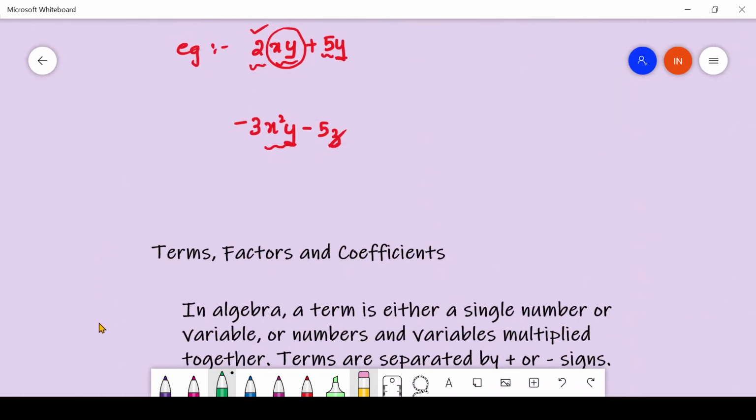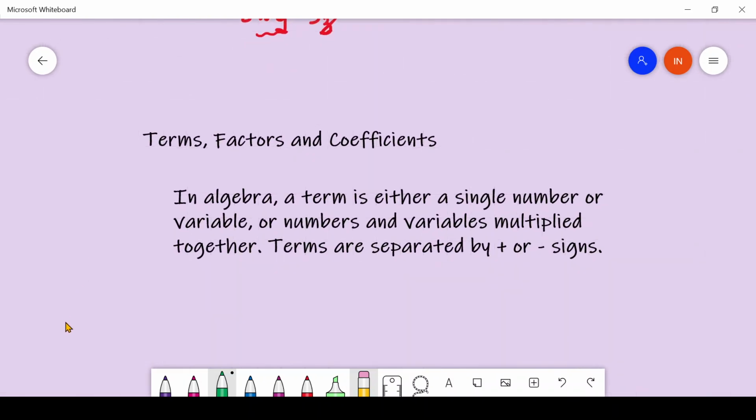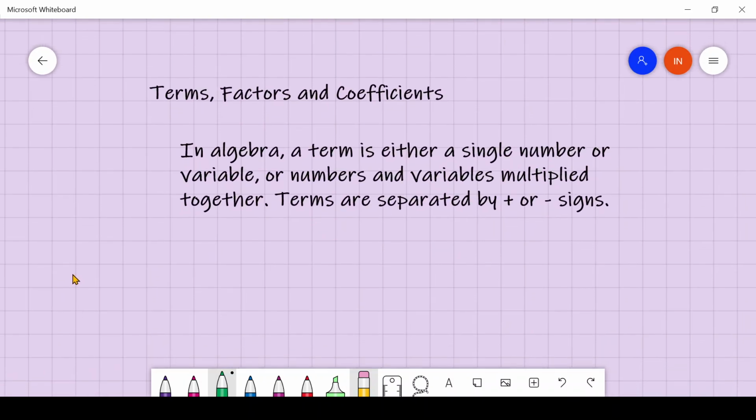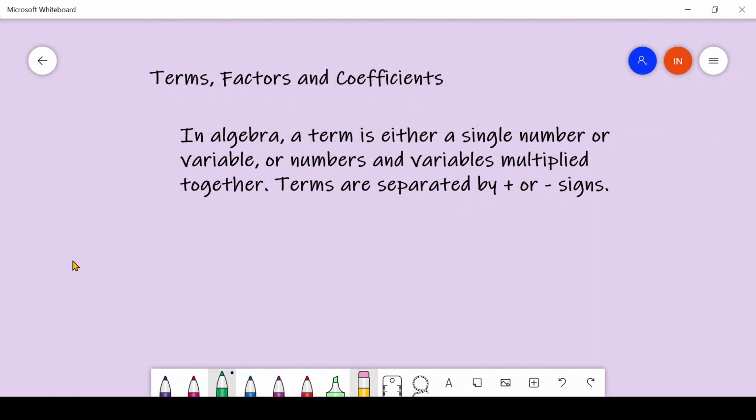Let us see what are terms, factors and coefficients. First, I am going to explain about term. In algebra, a term is either a single number or variable, or numbers and variables multiplied together. That means the terms are separated with a plus or a negative sign. Let us see with an example.